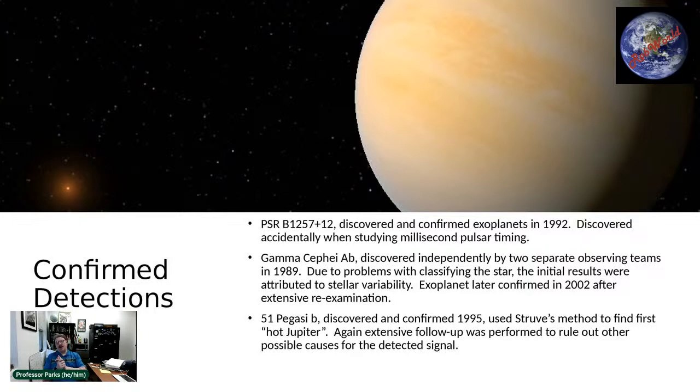In 1989, David Latham's team found a Jupiter-sized planet going around a system known as Gamma Cephei A. But because of the way that science works, it wasn't confirmed until 2002. So if you were to Google the first planet around a sun-like star, you're going to get 51 Pegasi b. In actuality, it's David Latham's planet, Gamma Cephei AB. But this shows you the importance of the scientific method.